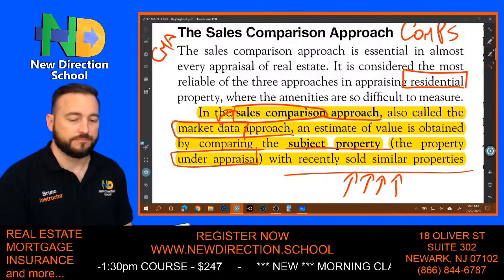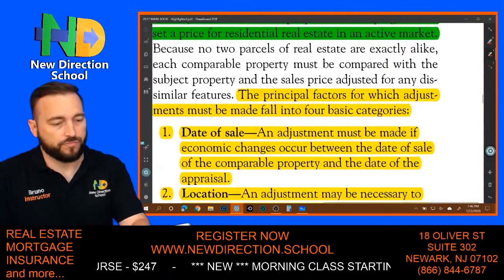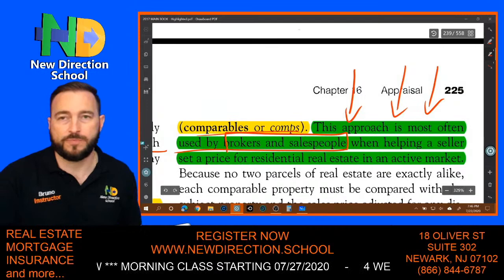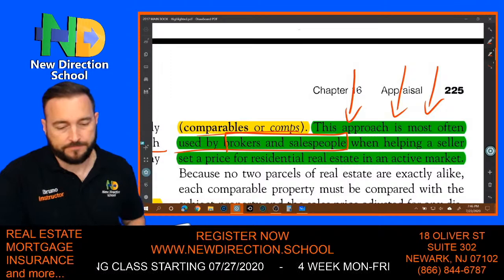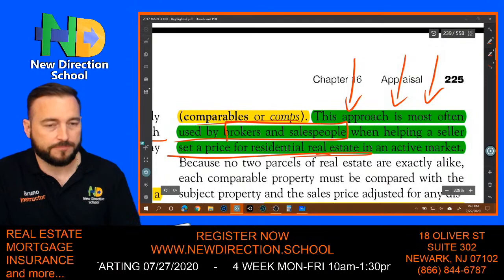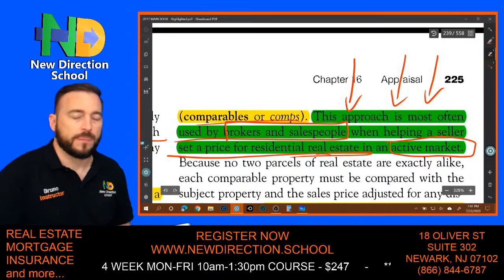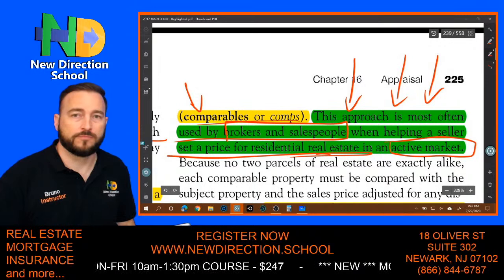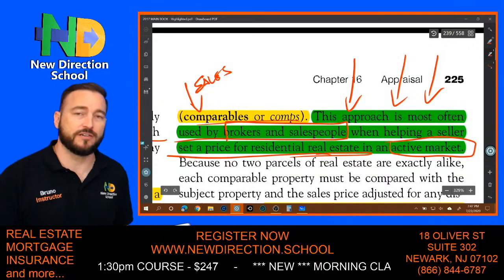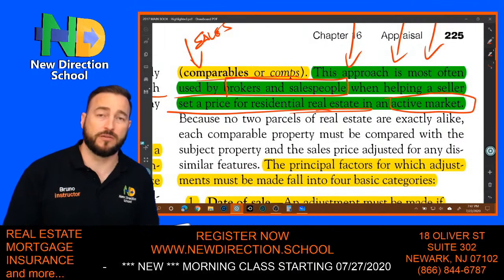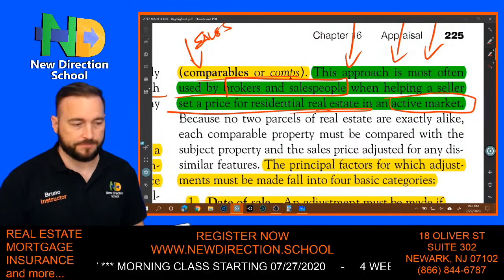So right here on top, comparables or comps. This approach is most often used by brokers and salespeople. This is the most common for everybody, but most commonly used by us when we help a seller set the price for residential real estate. Okay. Notice what it says right after. It says in an active market. Why active market? Because it's based on, again, comparable sales, right? So there has to be an active market for us to have sales so we can compare them to. Simple. Now, because no two parcels of real estate are exactly alike, each comparable property must be compared with the subject property and the sales price adjusted for the similar features. But I'll talk about that in a second.